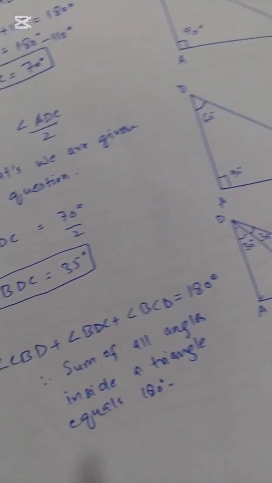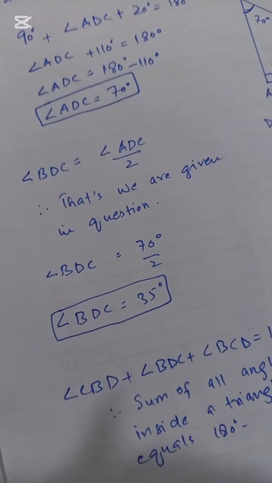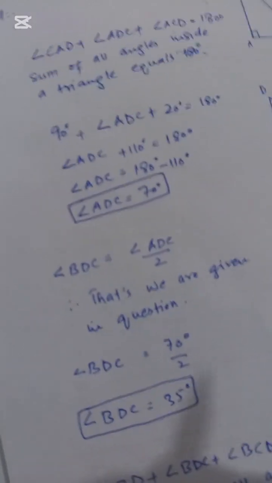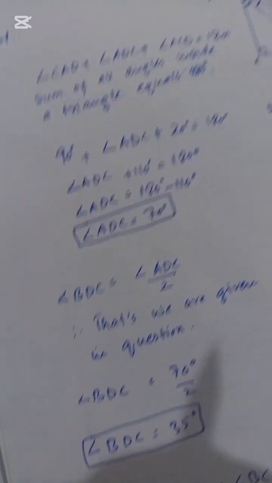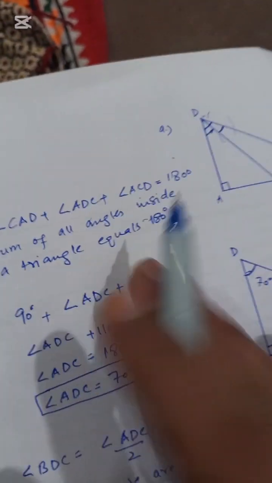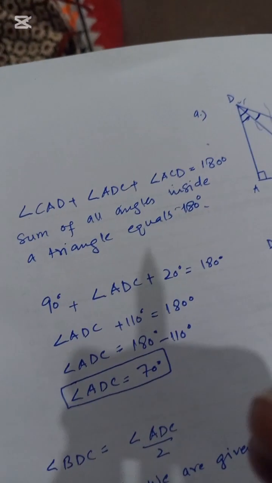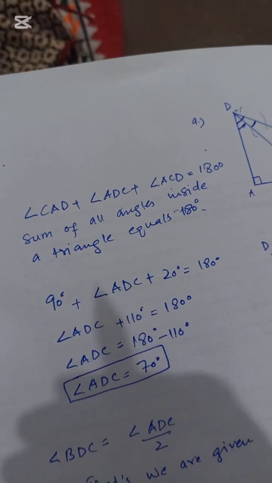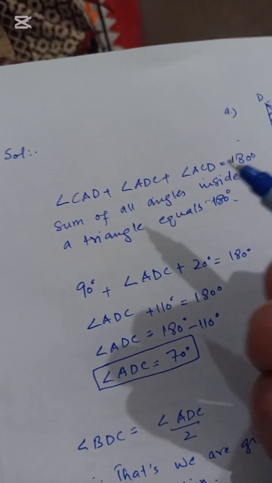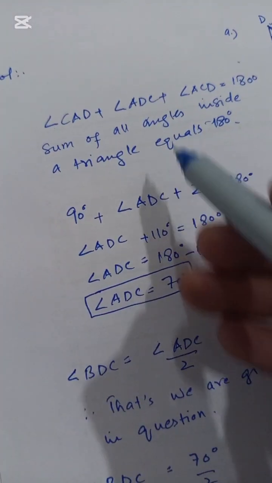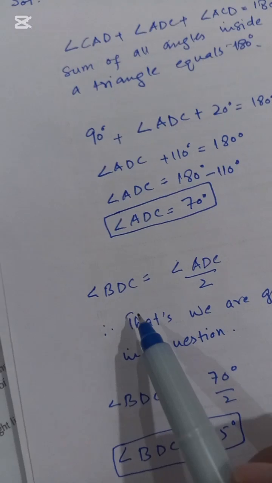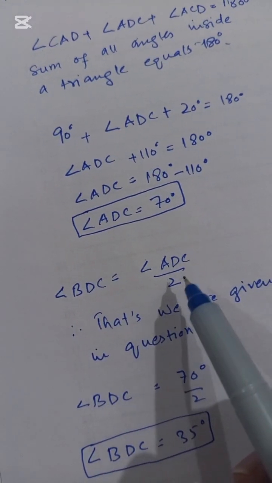Now listen, what I'm going to tell you is that whatever you do in mathematics, you have to mention why you did so, right? Like I added these three angles and I told you that this equals 180 degrees, but I have to mention why this equals 180 degrees, the reason, and the reason is the sum of all angles inside a triangle equals 180 degrees, that's a law, right? So I then mentioned the reason and then solved this equation and found the value of 70 degrees, right? Then after that I wrote angle BDC equals angle ADC divided by 2.